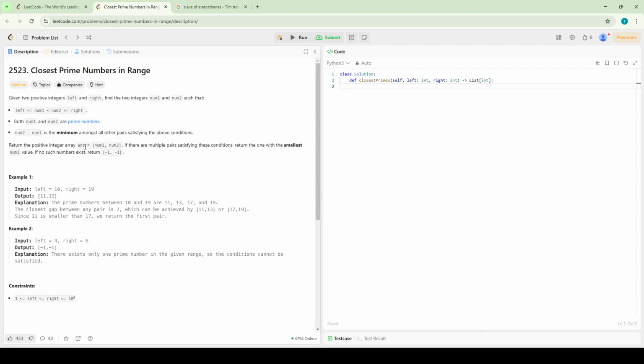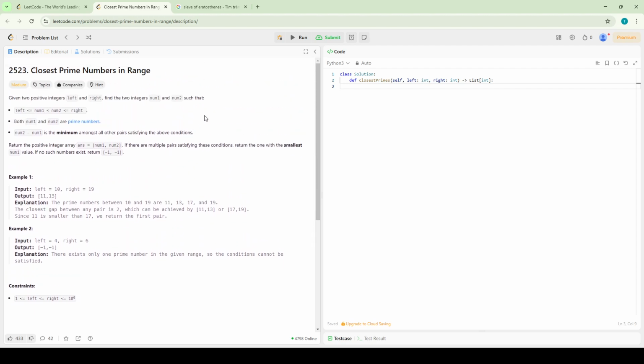We need to return the answer in the form num1, num2, basically a list, and if no such numbers exist, return -1, -1. So if there are fewer than 2 prime numbers between left and right, we just return -1, -1, right?